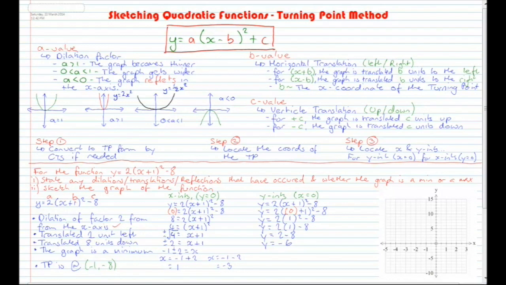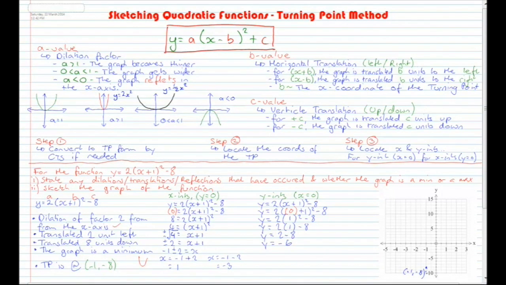Now when we have a look at our b value, we can see that it's been translated 1 unit left because it's going the opposite direction to what you would normally think, because it's positive 1, it's going the negative direction. And our c value is saying that it's being translated 8 units down. Now because a is a positive value, we actually have a minimum graph, that is a graph that looks like that. And of course our turning point is at the coordinates negative 1, because you get your b value negative 1 here, and our c value is negative 8. So the turning point is at negative 1, negative 8. So let's go through and plot that first of all, shall we? So negative 1 and negative 8 right here. And we'll write in negative 1, negative 8, like that.